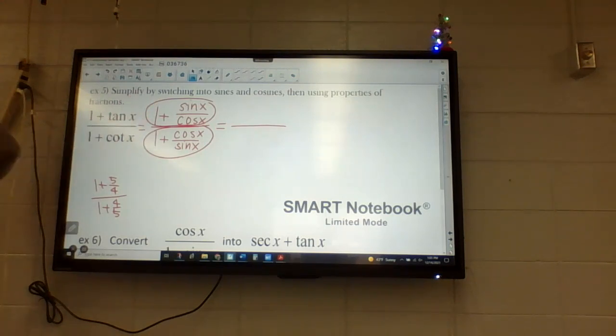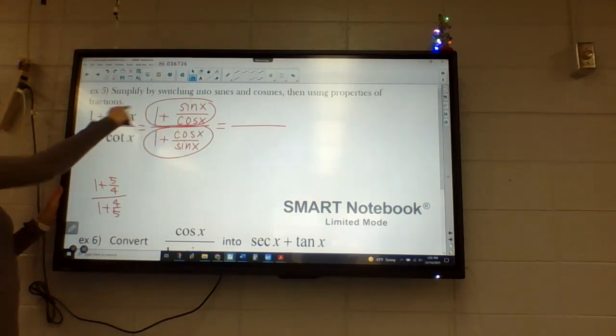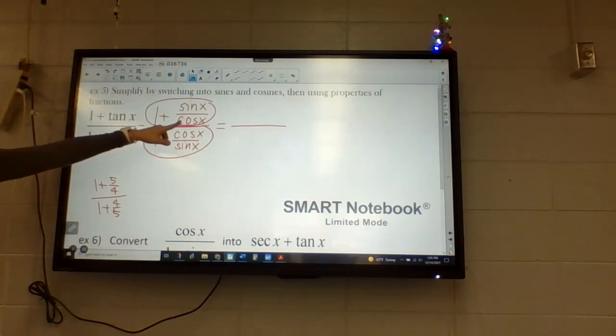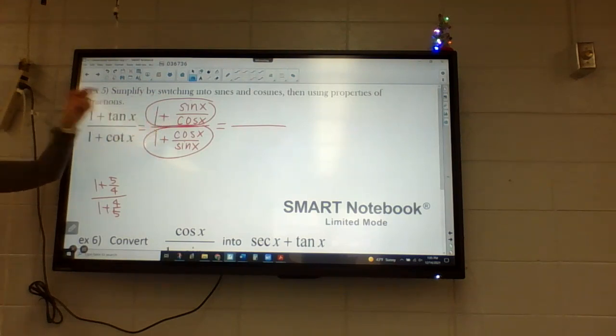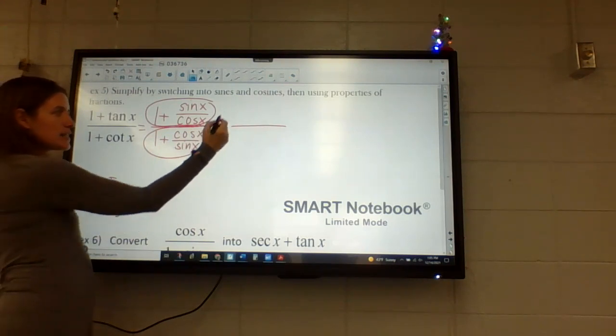But the sine and cosine, same idea. If I want to add a whole number to a fraction, what do I need to do with the 1? Make it a fraction. How can I make 1 into a fraction that would help me for adding it to sine over cosine? Cosine over cosine, because this one already has cosine as a denominator.